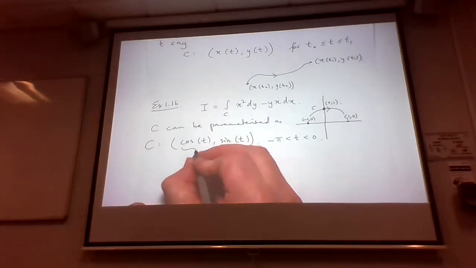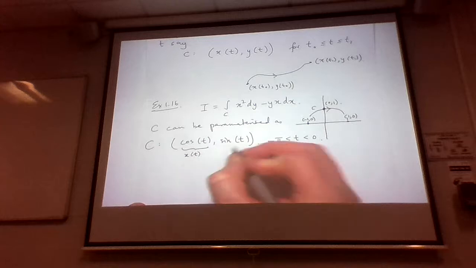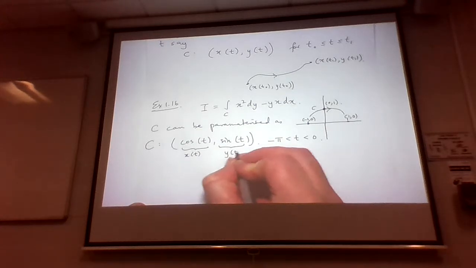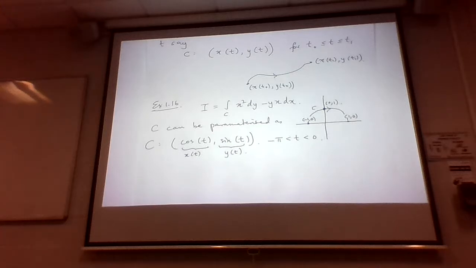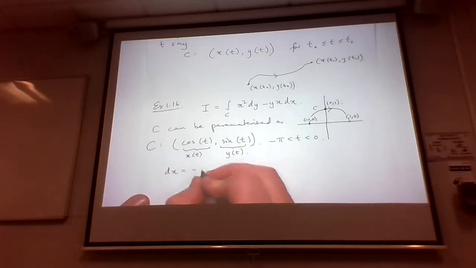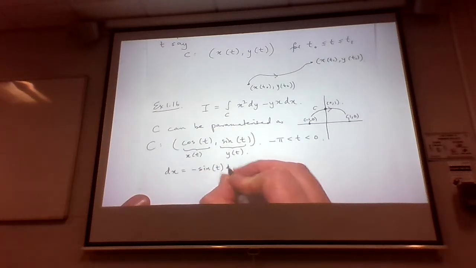So this is our x of t and our y of t. And from these functional expressions for x and y, you can derive expressions for the differentials. So dx is going to be the differential of x, but if x is cosine of t, then it's going to have the differential minus sine of t dt.